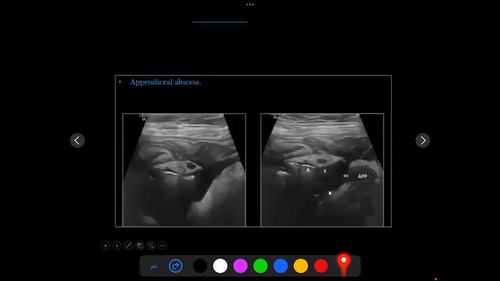The last complication is appendiceal abscess. This is part of the appendix, and there is nearby fluid collection and non-dependent echogenic foci. Here we see all this feature goes with appendiceal mass, appendiceal abscess.